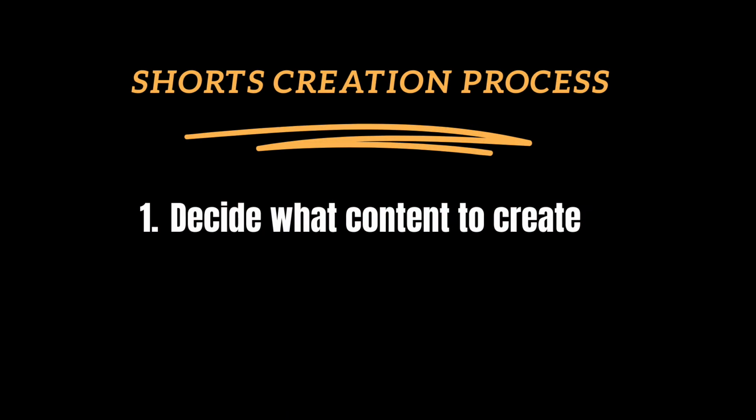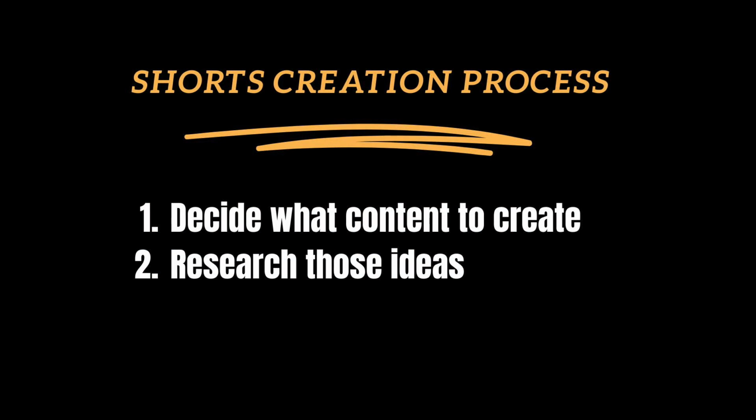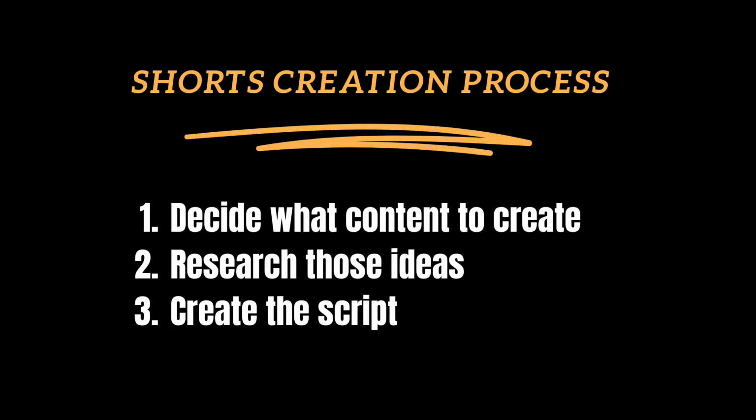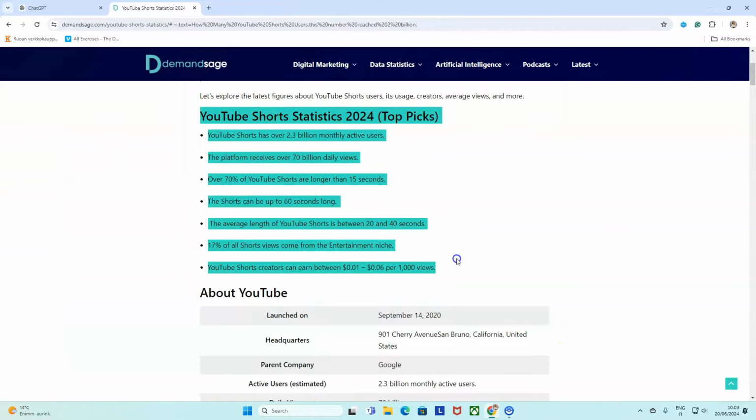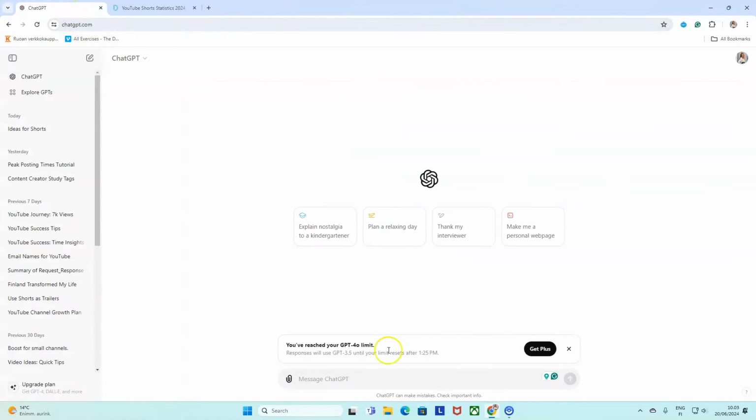So the first thing I want to do in this process is decide what short I want to create for the day. This morning, I started off by doing some research, basic statistics about shorts, because if I want to convince people to do shorts, then I want to have the statistics backing it up. Once I found research that I found interesting and that I think my audience would benefit from, I copy and pasted those statistics, just copy and pasted from the website into ChatGPT.